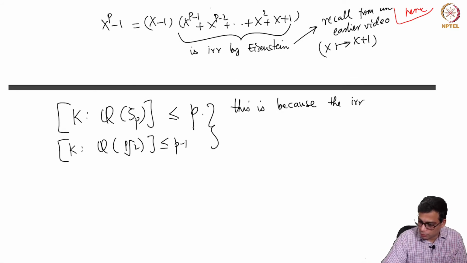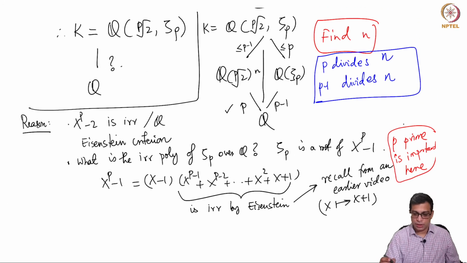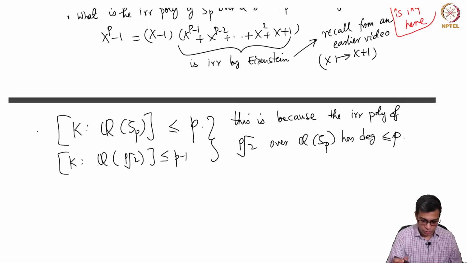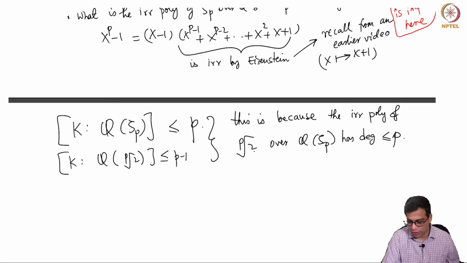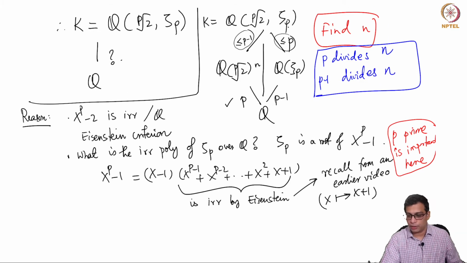The irreducible polynomial of the pth root of 2 over Q(zeta p) has degree at most p. This is because the irreducible polynomial of the pth root of 2 over Q itself has degree p. So the irreducible polynomial over a bigger field can possibly split, so it can't be higher degree. So it is at most p. Similarly this is at most p minus 1. This is at most p. But now you have this. So let's focus on this direction. This number is at most p.